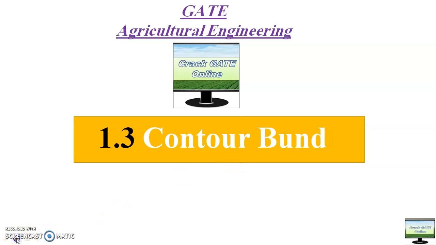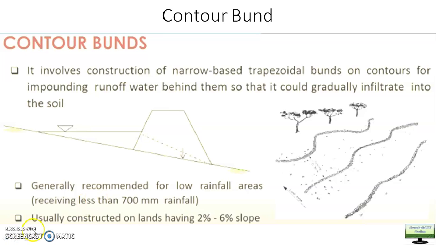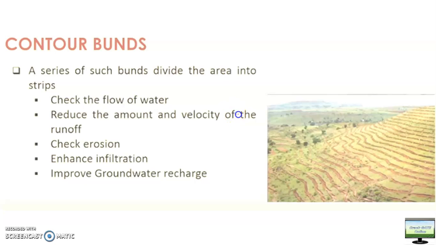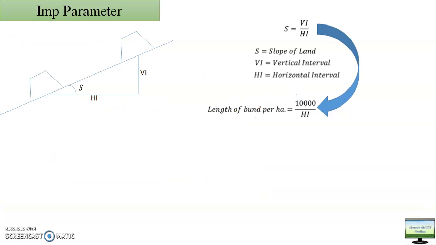So today in this video I am going to discuss part 1.3 of contour bund. Here I will mainly discuss the technical parameters of contour bunds. And what is a contour bund? In the last video I told you what a contour is, and if you are making a bund on the contour line then it is known as a contour bund. And what is the adaptability criteria for a contour bund, what should be the land slope and what should be the rainfall. All this I have discussed; you can also read this point here.